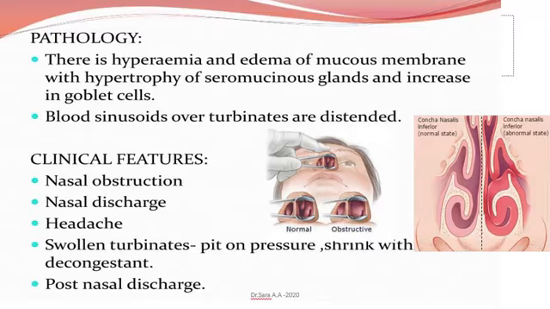In the pathology, during the endoscopy, we will see hyperemia and edema of the mucous membrane with hypertrophy of seromucinous glands and an increase in goblet cells. Blood sinusoids over the turbinates are distended. That's why the clinical feature is nasal obstruction, which we can see in the pictures. Also nasal discharge, headache, swollen turbinates, and postnasal discharge.